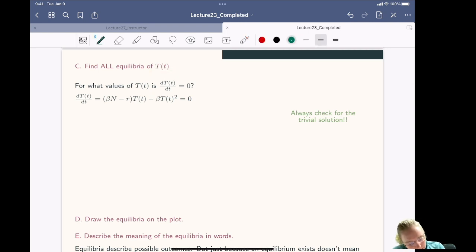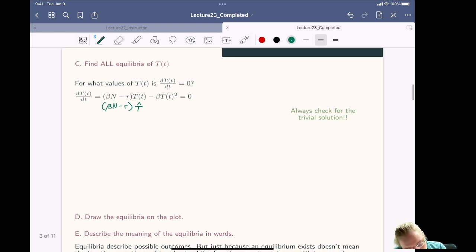All right, so we start with our differential equation. dT/dt is equal to (beta N minus r) times T minus beta T squared. And then we're going to take that differential equation and set it equal to 0. Since we set it equal to 0, it's no longer a system of time, so let's get rid of the time. So we have (beta N minus r) and we have T hat. This is the long-term outcome. It doesn't describe the dynamics at any given time, just in the long, long time. So we make it a T hat instead of T(t), and we set that equal to 0.